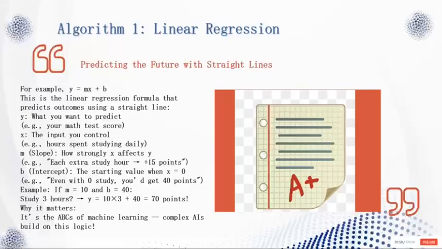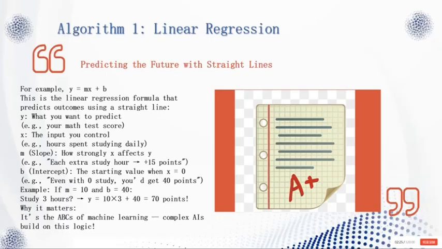Now let's get into the first algorithm, linear regression, predicting the future with straight lines. For example, y equals mx plus b. This is the linear regression formula that predicts outcomes using a straight line. What is y? It is what you want to predict. For example, your math test score.